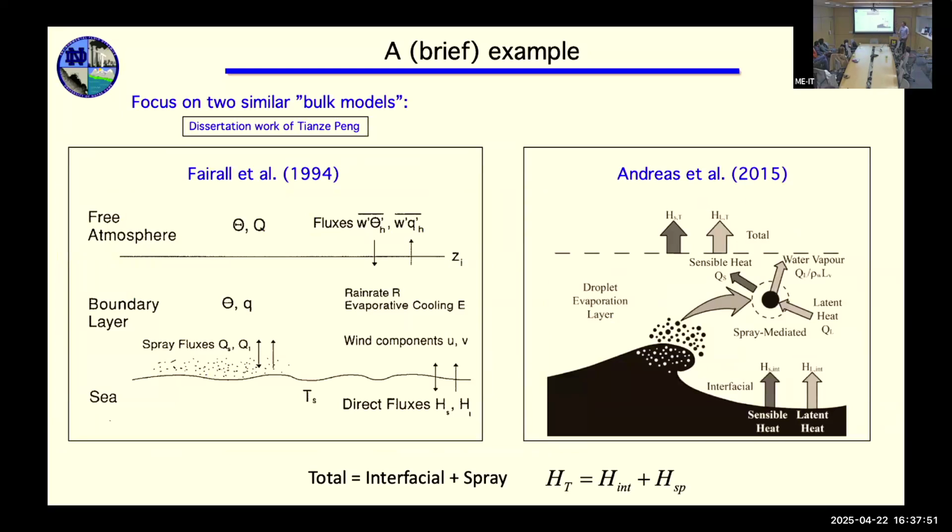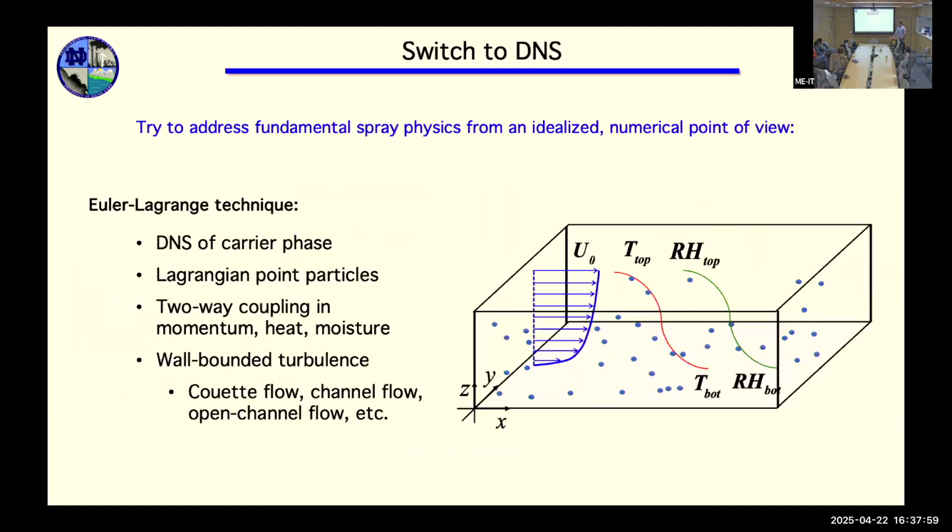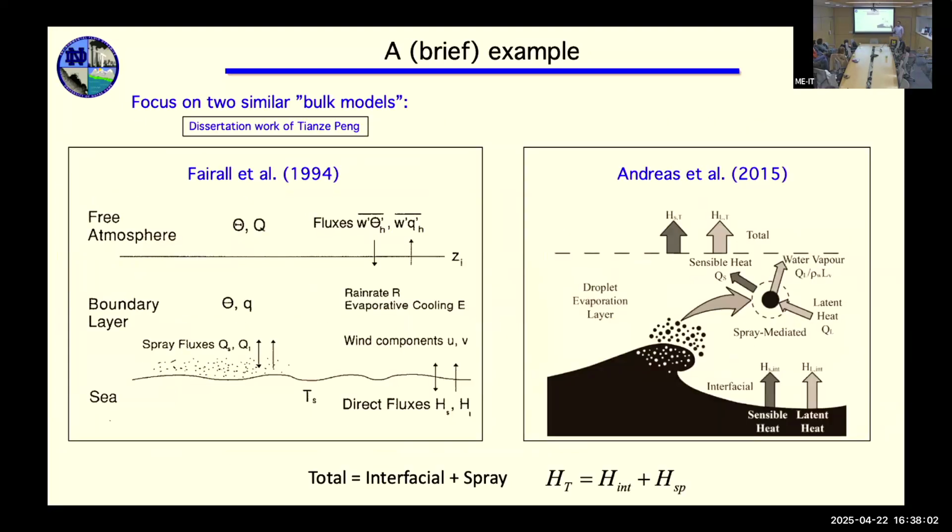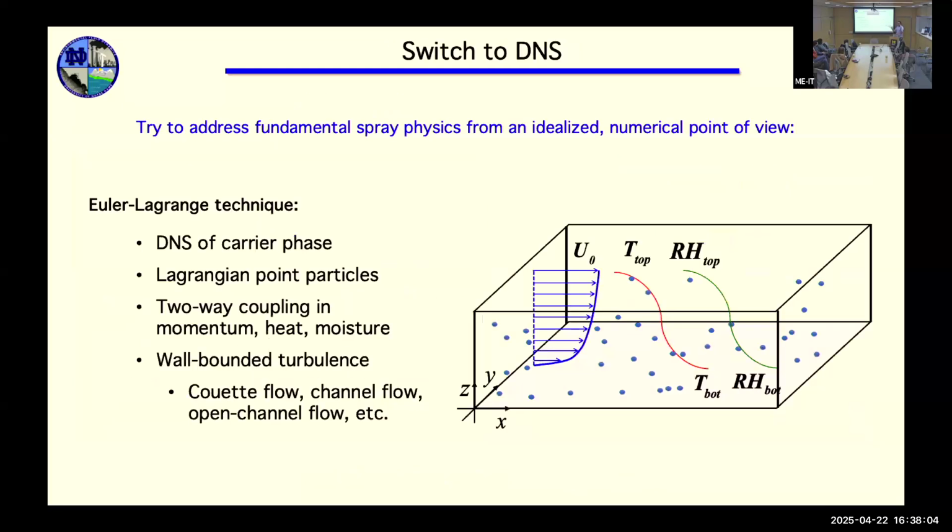So what we did, this is my first PhD student, Tianze Pang, who worked on this, was we said, all right, let's not try to do some complicated wavy boundary layer. Let's take a box. And we've done this in different configurations: parallel walls, Couette flow, channel flow, open channel flow. We've done all of these for different reasons, which I won't get into. We're doing DNS of the carrier phase, so we're talking Re tau of like 300, 600, which is nothing. It's absolutely nothing compared to what's going on outside.